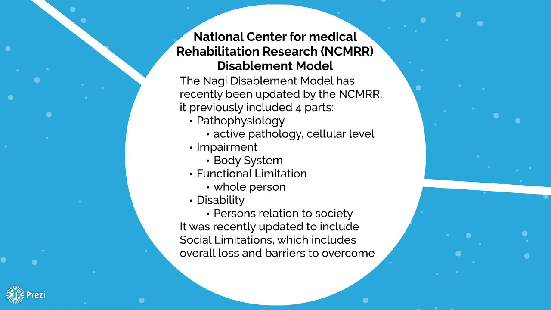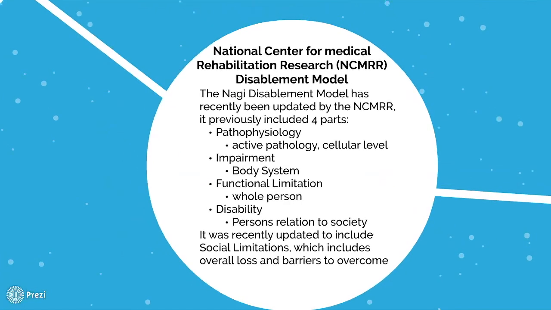Next was disability. So how is this affecting them in their relationship to society? Is this a societal thing that this person is going to be struggling with? Are they going to be looked at differently? And then, as I stated, the National Center for Medical Rehabilitation Research has updated it to include social limitations. So this includes what is the overall loss that's occurring and what barriers does this person have to overcome.